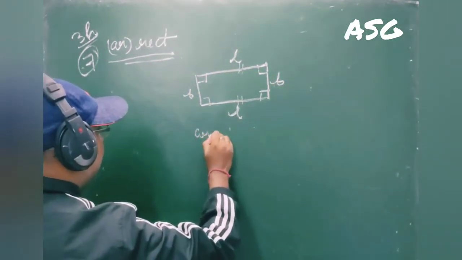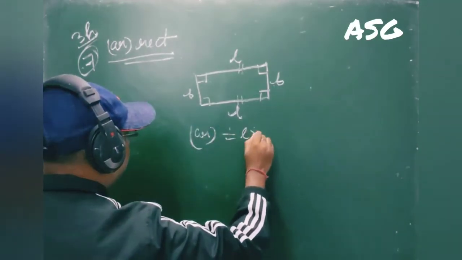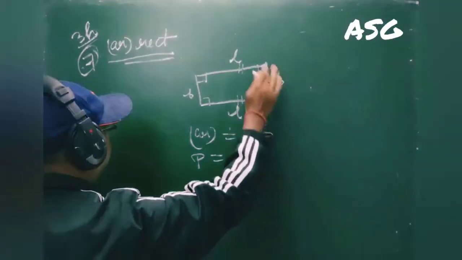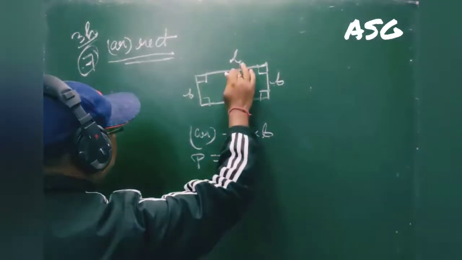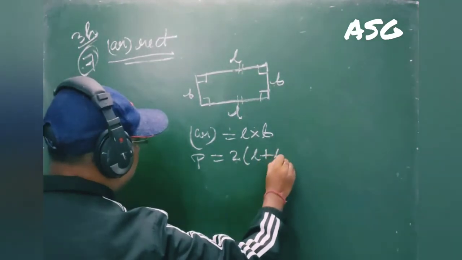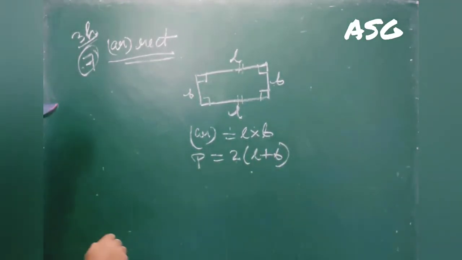Now area of a rectangle is what? Length into breadth. And the perimeter of your rectangle is what? Perimeter means sum of all the sides. If you add L plus L is 2L, B plus B is 2B, 2 is common, so 2 into (L plus B). So we will use these formulas in order to do this sum.